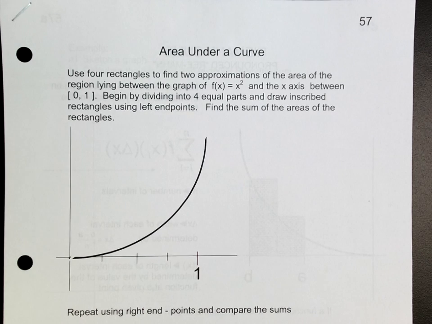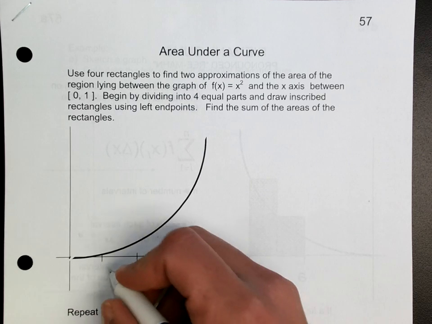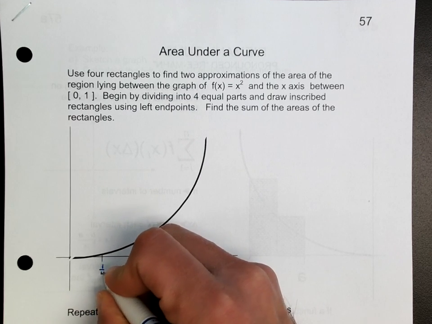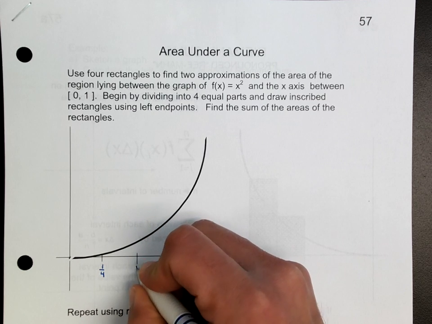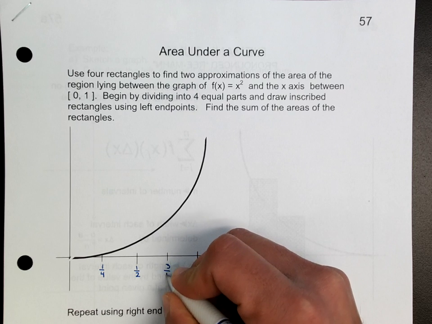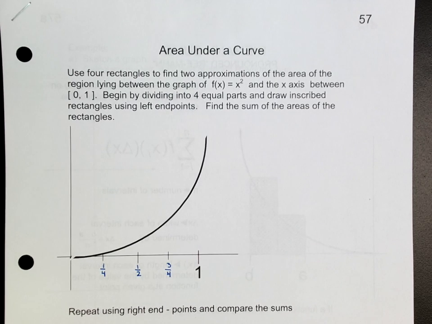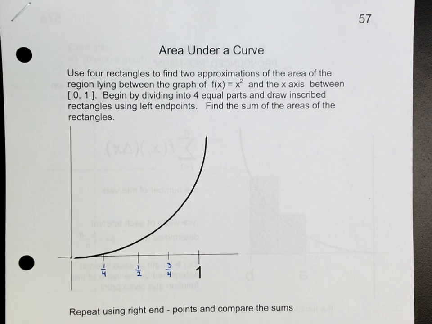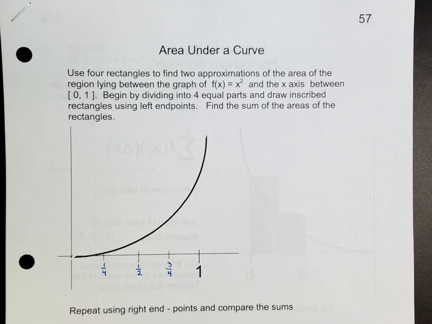So we're going to begin by dividing into 4 equal parts. Notice that that's what we have here already. We have 4 equal parts. This is going to be 1/4, 1/2, 3/4. Alright, so again, you have your 4 equal parts right there. And we're going to start off by using the left endpoints.